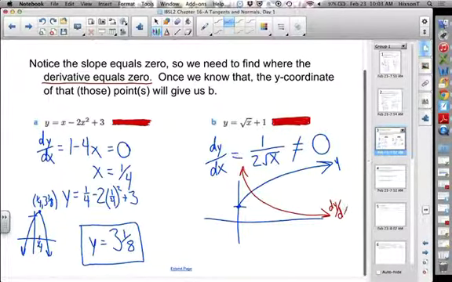It's never actually going to equal 0, which makes sense. If we look at this, it's never going to have a peak. It continues to go up and up and up forever, right? So that makes sense on that one. So this one has no horizontal tangents.